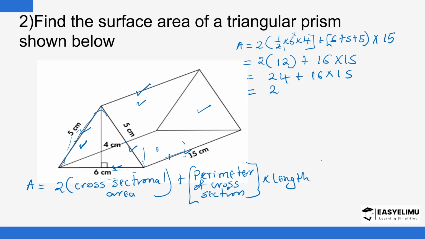So we have 24, and then you add 240. So if you add this, what do you get? You get 264 square centimeters.